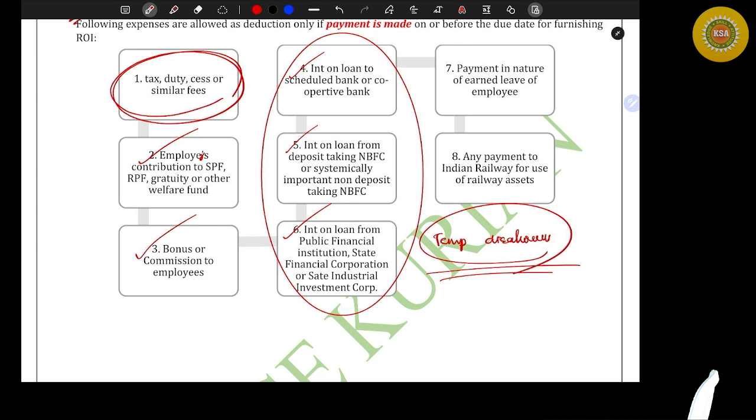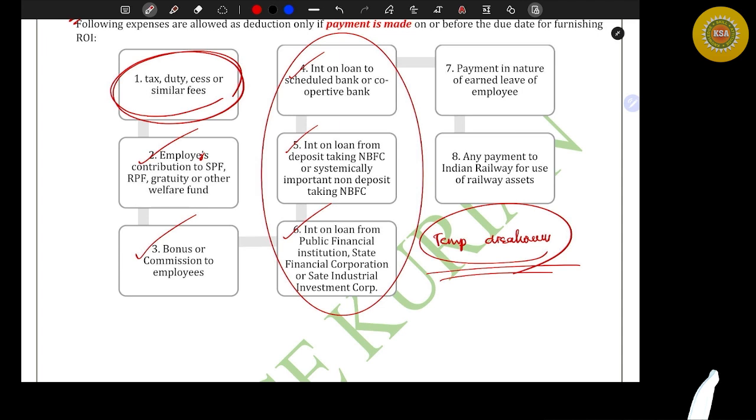Then what is the seventh item? Payment in nature of earned leave of employee. What is earned leave? That is leave encashment. Do you remember leave encashment? For an employer, that leave encashment is actually a cost. If he wants to claim it as a deduction, you have to actually make the payment to the employee. Then only you can claim the deduction.